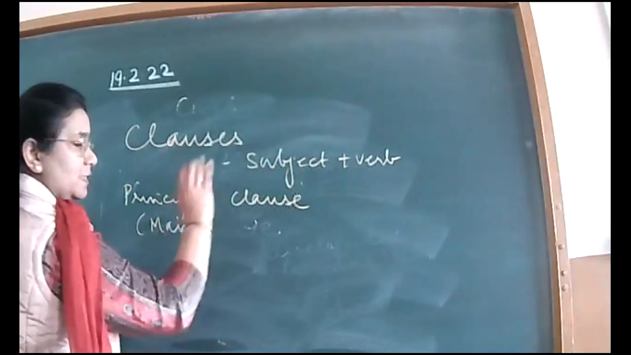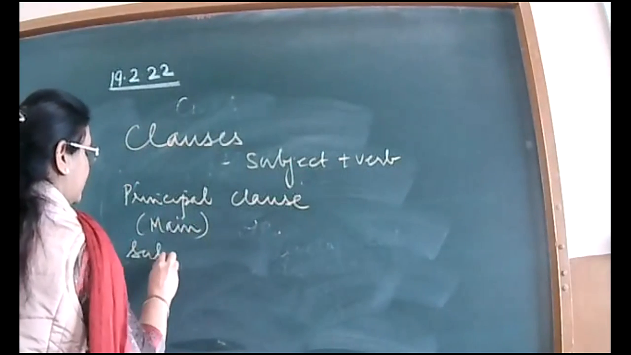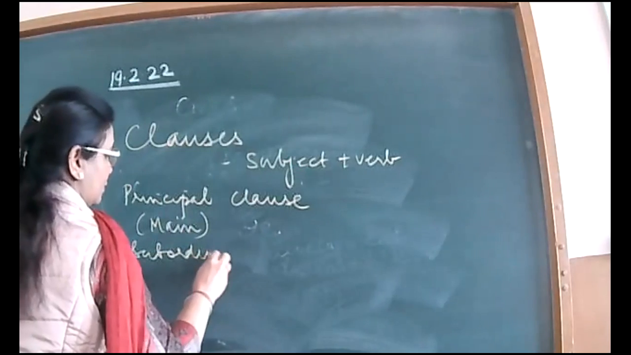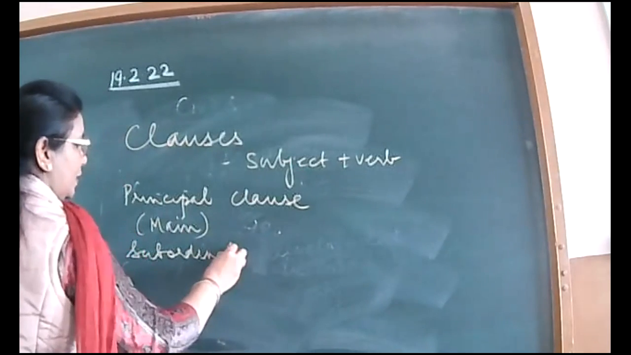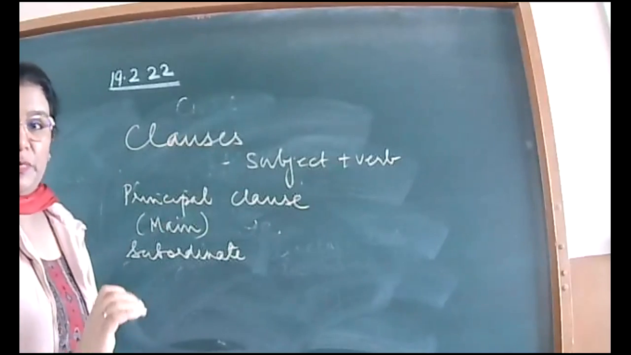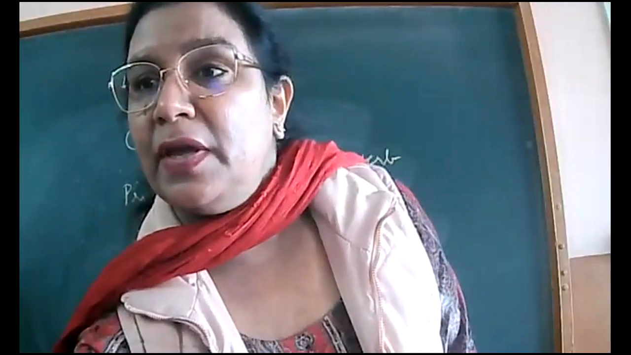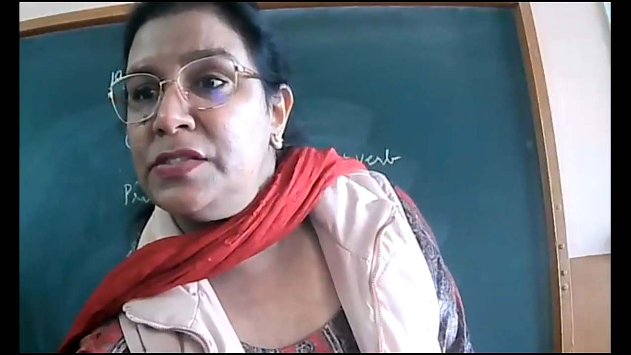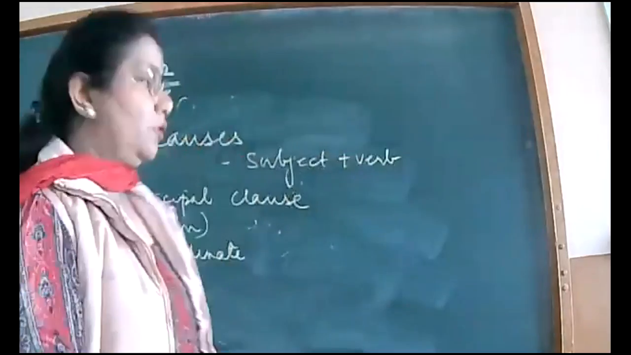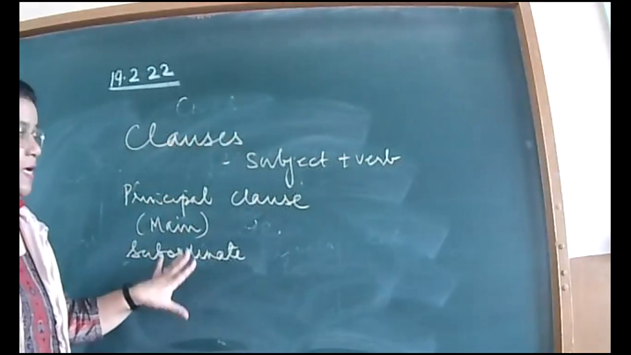So we have here in the sentence the principal clause, the main clause. Then you have the subordinate clauses, right? Subordinate clauses are dependent on the principal clause. The principal clauses are independent in themselves, right? And then we have the subordinate clause, which is joined with the principal clause.